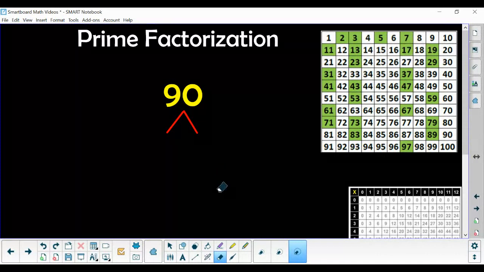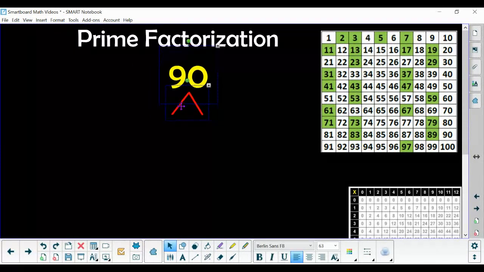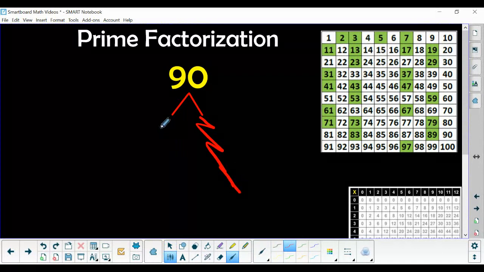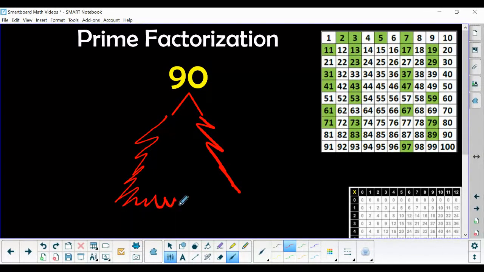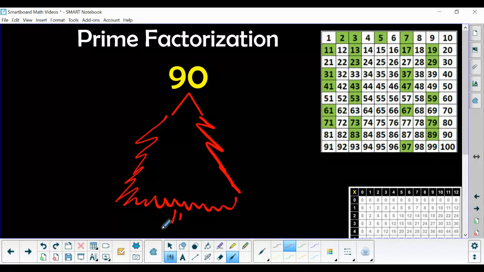All right, so we got those definitions out of the way. Let's get started with 90. The way to solve this is by making a factor tree. At the end of all this, it's going to look like a tree, in case you're wondering.